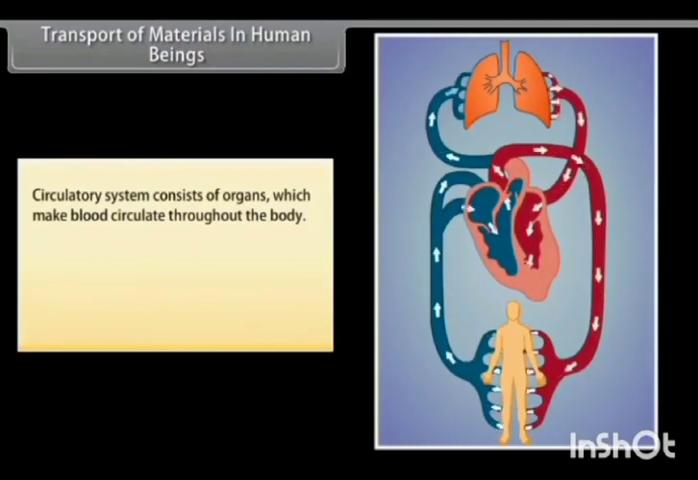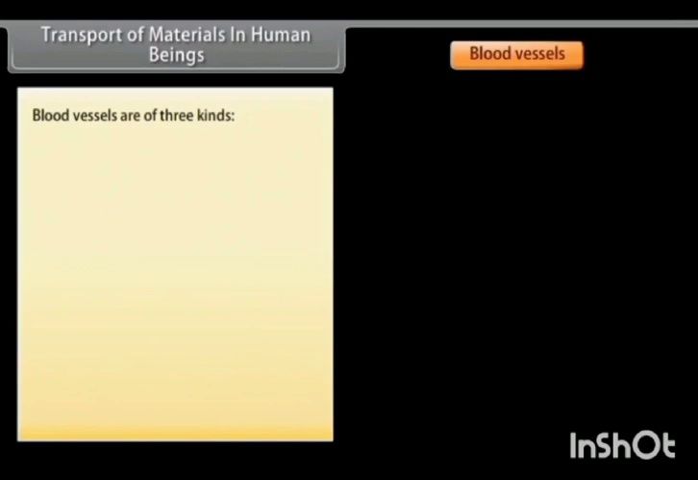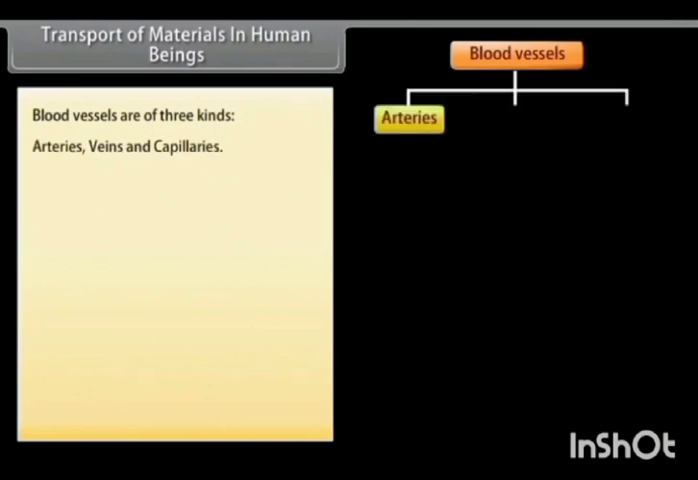Circulatory system consists of organs which make blood circulate throughout the body. Human circulatory system consists of a centrally located muscular pump called the heart and blood vessels which are tube-like structures connected to the heart. Blood vessels are of three kinds: arteries, veins and capillaries.